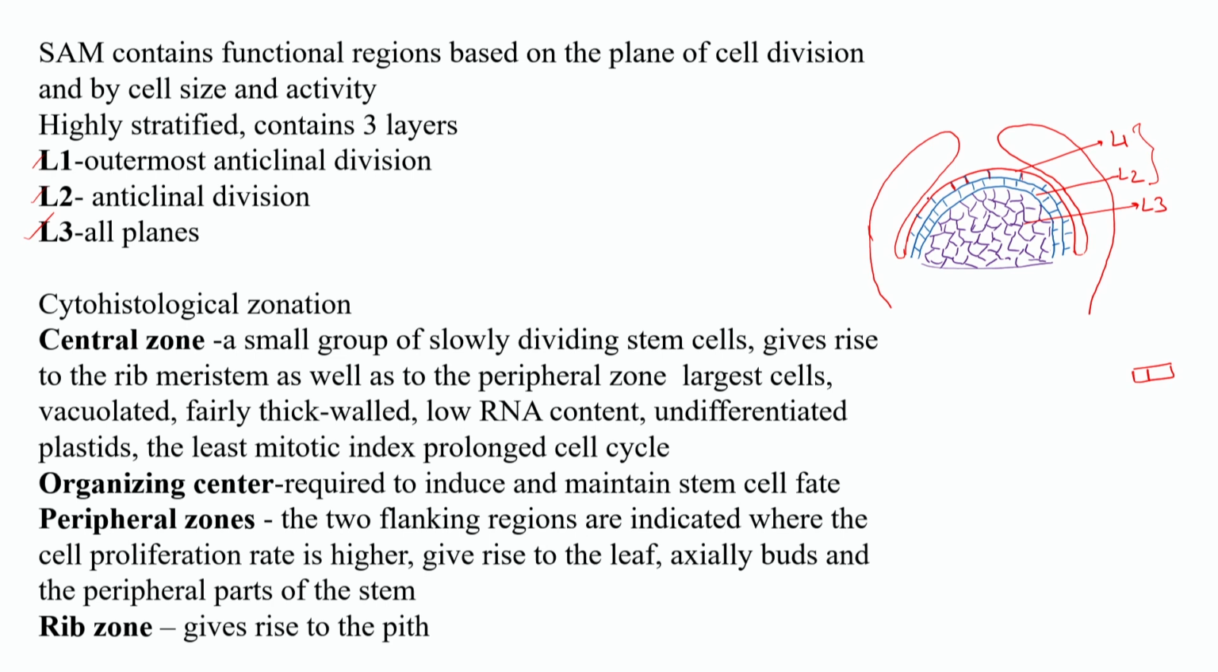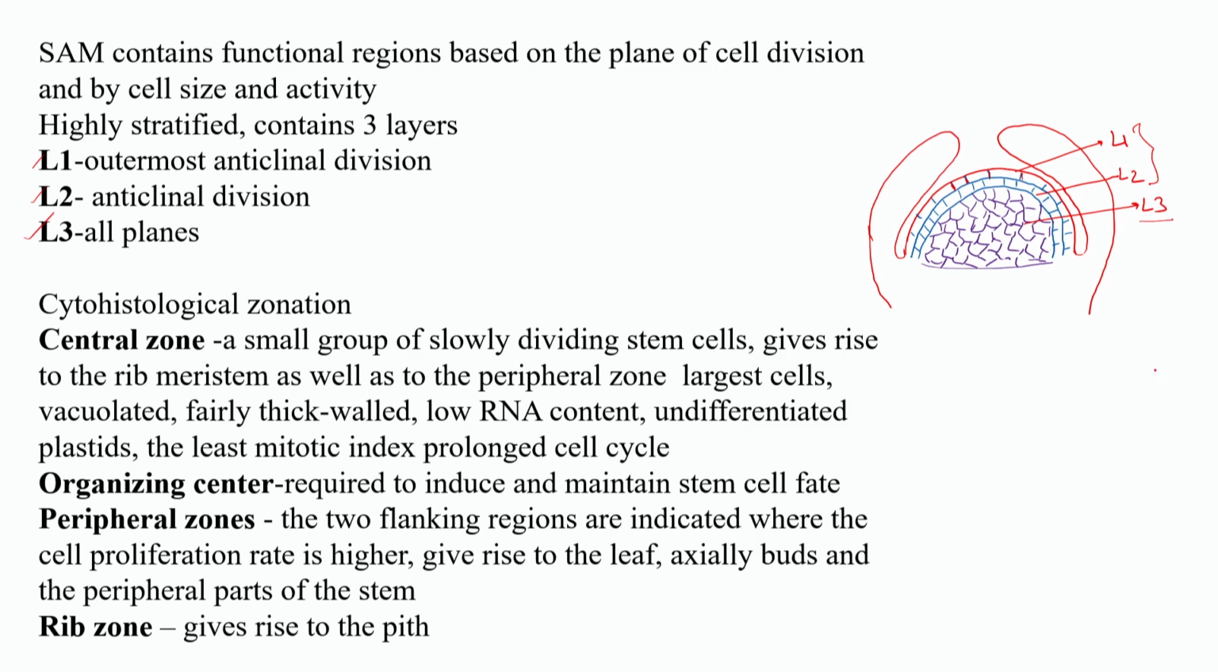So, the L1 and L2 layers divide by anticlinal division, and they will actually give rise to the outer surface. Mostly the L1 layer will give rise to the outer surface, the L2 layer will also contribute, and many times it contributes to the inner part of the cells also, and the L3 layer will divide in all planes, as you can see here, and it is contributing to the overall increase in the volume of the plant.